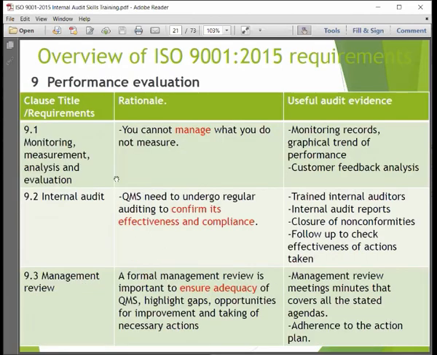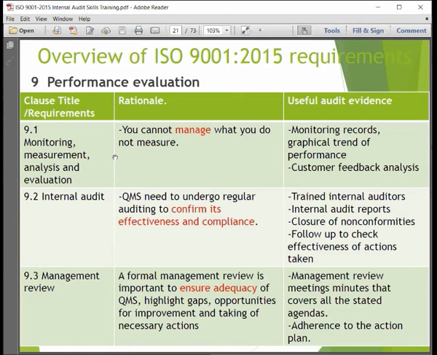There is number 9, performance evaluation. It's a requirement. So every process of the organization as a whole, performance has to be evaluated. 9.1 is monitoring, measurement, analysis, and evaluation. Why? Because you cannot manage what you do not measure. You have your salary, you need to keep on measuring how much is remaining so that you can manage it. But if you are not measuring, you will not be able to manage.